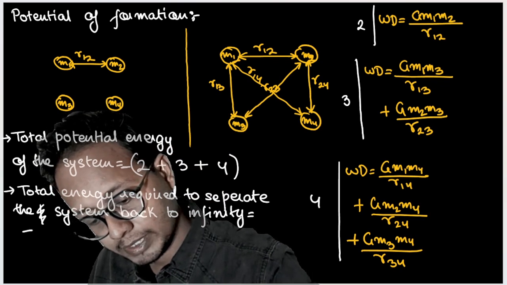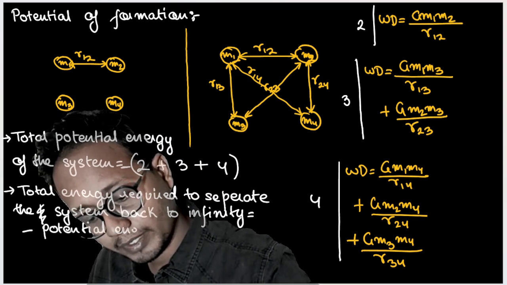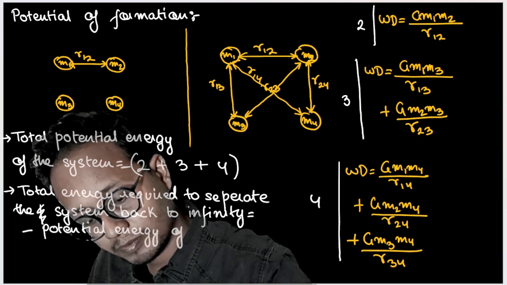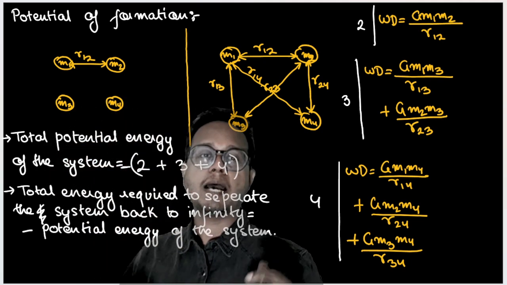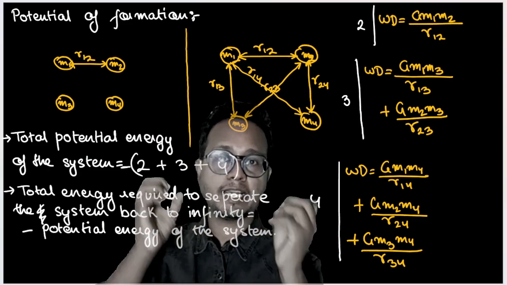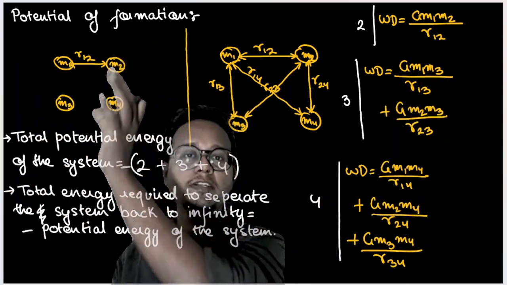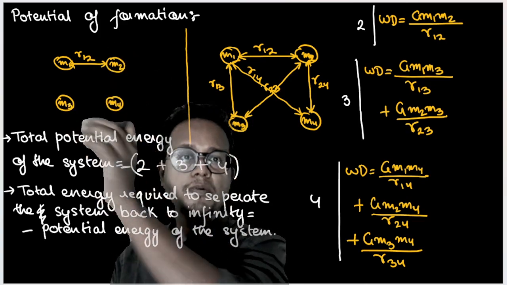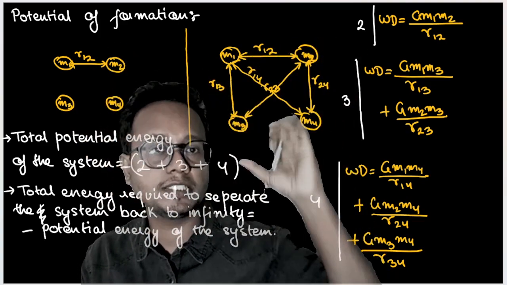That means the amount of energy that I have to give to separate the system back to infinity is nothing but the negative of the potential energy of the system. And what is the potential energy of the system? It is the work done by gravity force in bringing these masses together in this configuration.